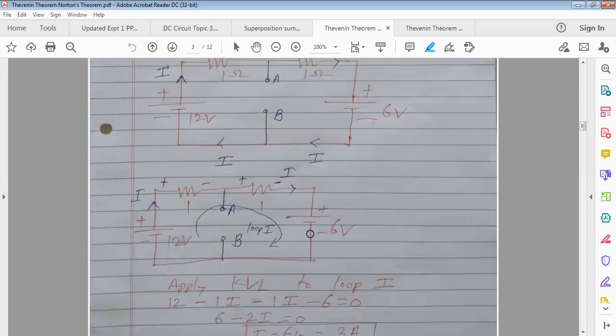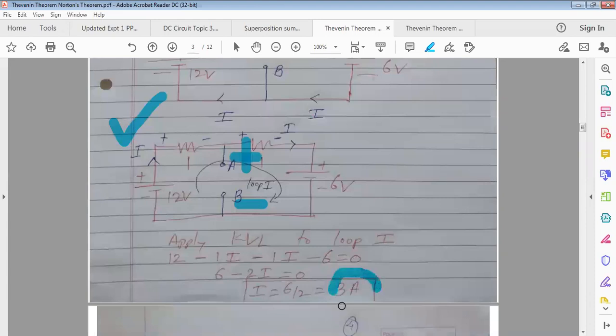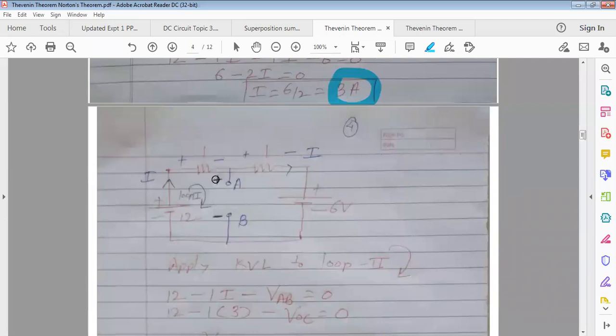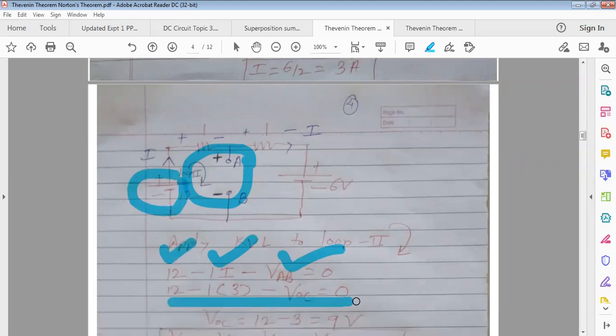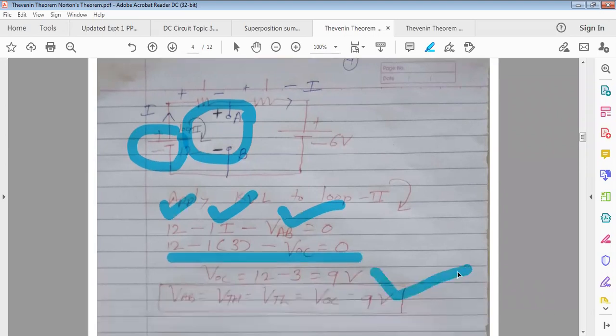Now in this circuit only, with the same polarity, A I'll assume positive and B I'll assume negative, and value of I is 3 ampere. Apply KVL to this inner loop. See here, A is positive, B is negative. Again I am moving in clockwise direction. So clockwise direction, minus 1 times I, minus VAB, plus 12 is equal to 0. Value of I you know, 3 ampere. Put here value. VOC you will get 9 volt.